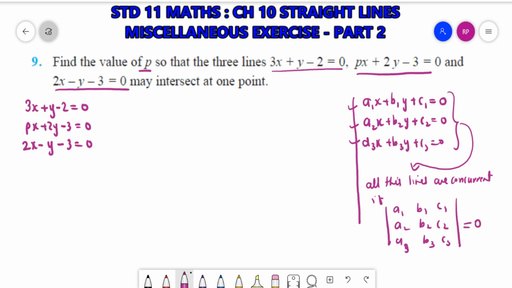So in that case, it is given that these lines are intersecting at one point, and we have to find the value of p. As they intersect at a single point, the determinant of the coefficients 3, 1, -2, p, 2, -3, 2, -1, -3 will be equal to 0, as these three lines are intersecting at a single point.